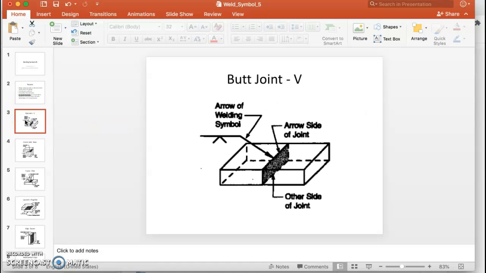So we're going to have our butt joint, which is a V. Again, we're butting two pieces of material together. We can see that V symbol. Again, it looks like a cross section where we've cut that weld in half. And again, we are below the line, so we are on the arrow side of that weld joint.